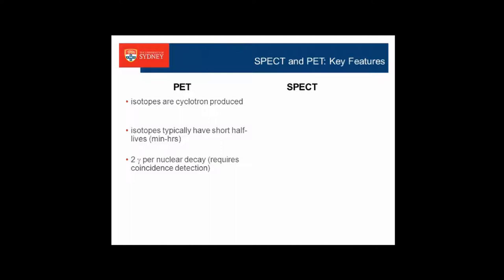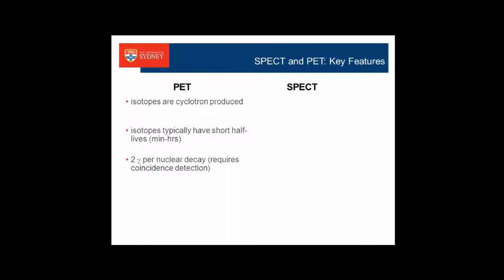So we're just going to talk now a little bit about the key points for PET and SPECT and some of the differences between them. So PET isotopes are cyclotron produced. They typically have very short half-lives, of minutes to hours. We have two gamma rays emitted for each nuclear decay. We'll see in a moment that that requires what we call coincidence detection.